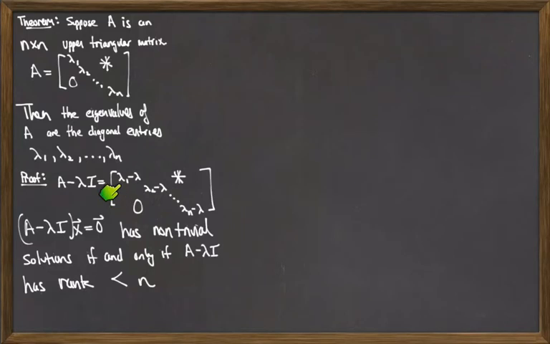When are you going to have rank less than n? Well, you better make sure that at least one of these entries along the diagonal, these are the only places that pivots can occur, are going to be zero. So if lambda was lambda 1, for instance, then x1 would be a free variable. If lambda was equal to lambda 2, then there would not be a pivot in the second column, and you would have non-trivial solutions.